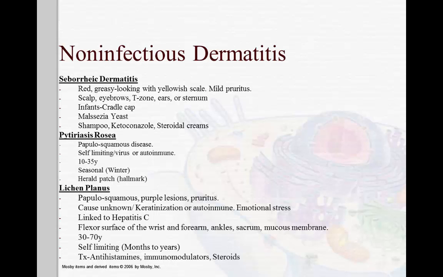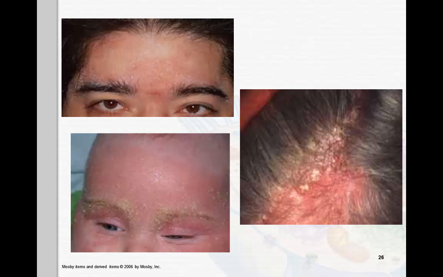Now let's talk about another disease. I have pictures after this slide. If you come here, this is seborrheic dermatitis. You could see the yellowish scale present. This is in the scalp. This is in the eyebrows. This is the T-zone or the glabella. Okay, this is in an adolescent.